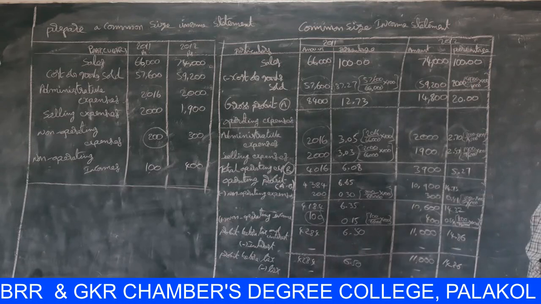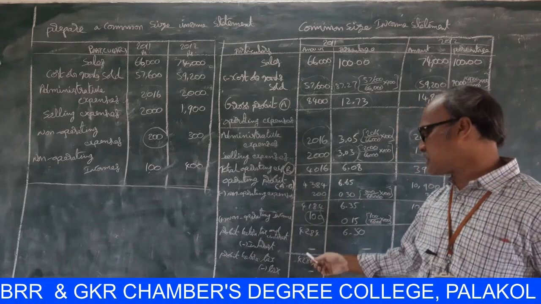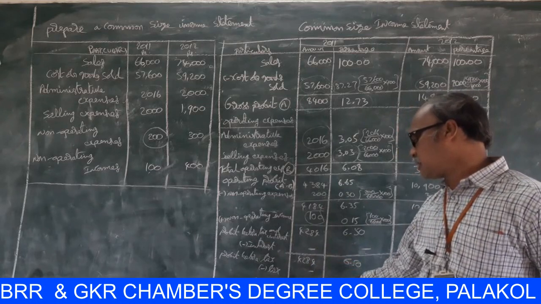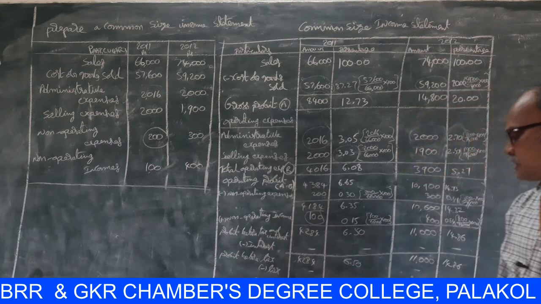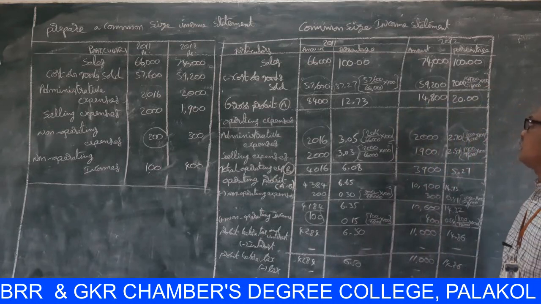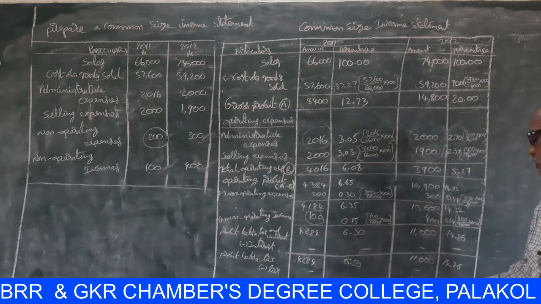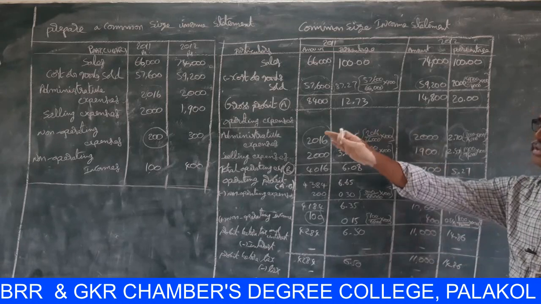Right, there are no transactions of interest and tax in this problem. After deducting interest and tax, we get the profit, which is 4,284. The percentage of profit in the year 2011 is 6.50. Next one, the profit we got in the year 2012 is 11,000, and the percentage of profit we got in the year 2012 is 14.86. This is the answer regarding that problem.